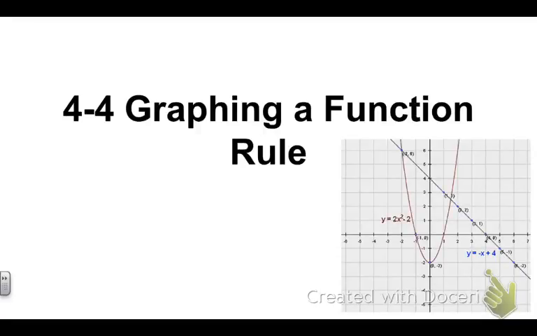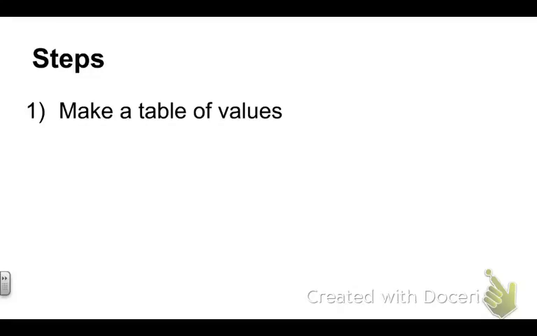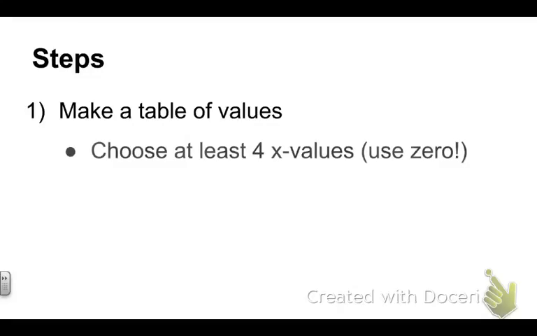Lesson 4.4 is on graphing a function rule, so we need to go over some steps of how to do this. There's only two, and the first one is to make a table of values. Choose at least 4 x values, all right? And then my suggestion is to use 0. So I would always use 0, 1, 2, and 3, or 1, 2, 3, 4. But if you use 0, you're going to see some benefits.